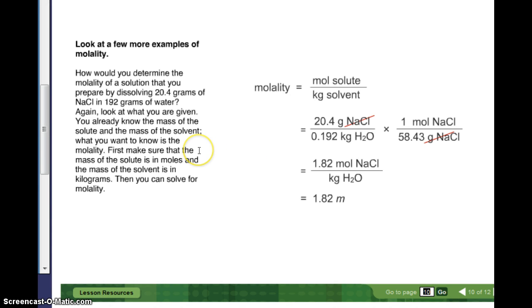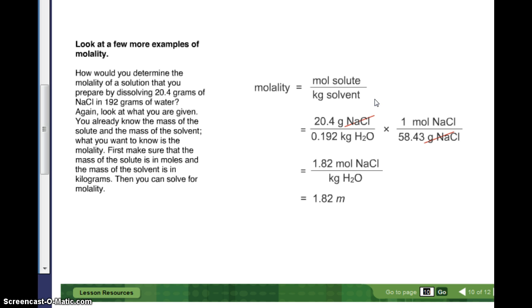First, make sure that the mass of the solute is in moles, because remember, molality is moles per kilogram. And you also need to change the mass of the solvent into kilograms. Then you can solve for molality. So molality equals moles of solute divided by kilograms of solvent.